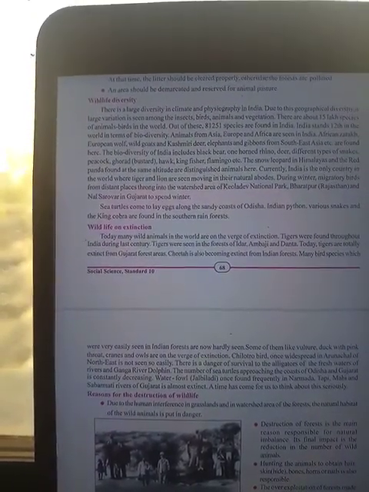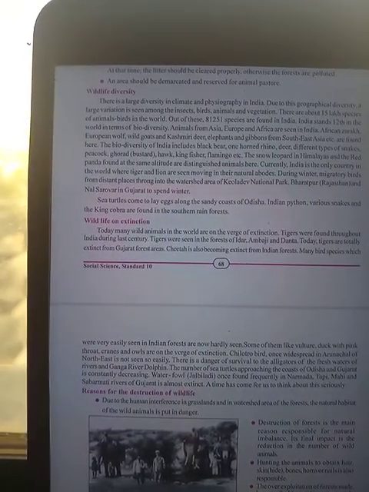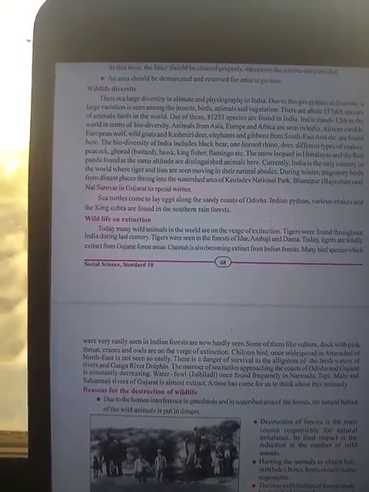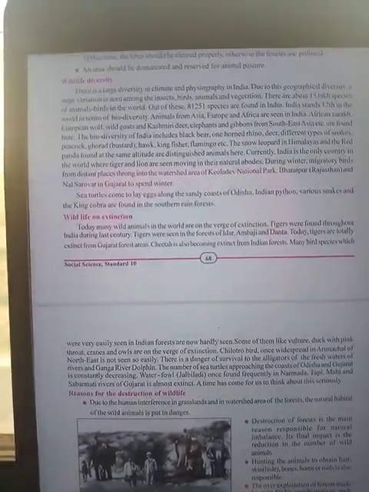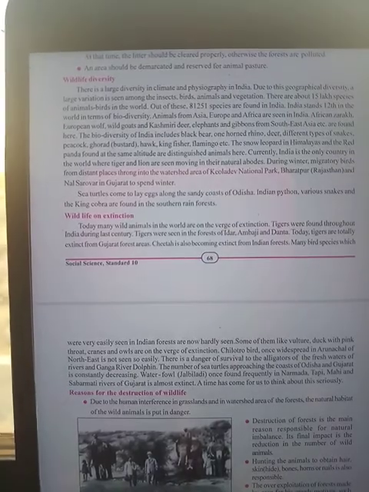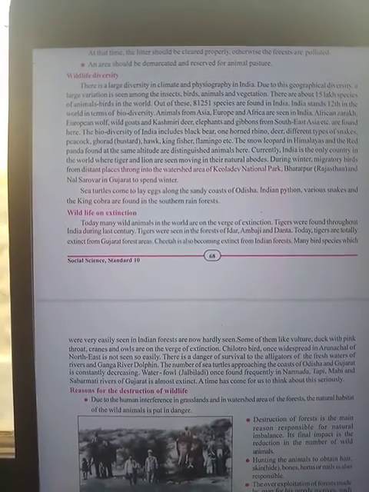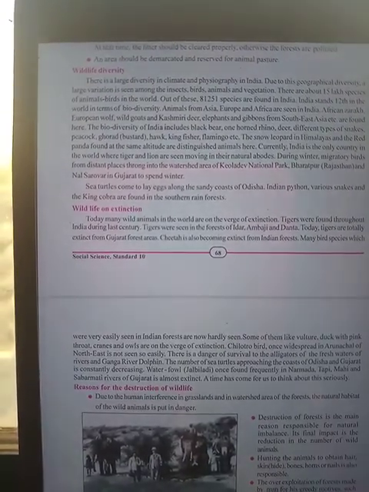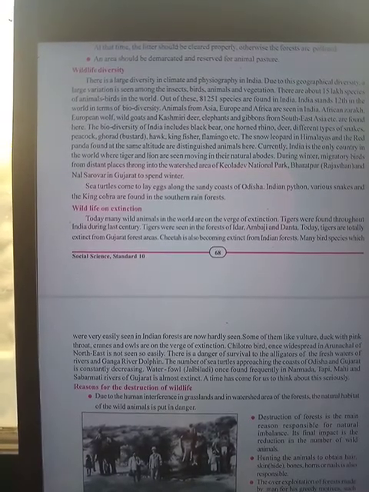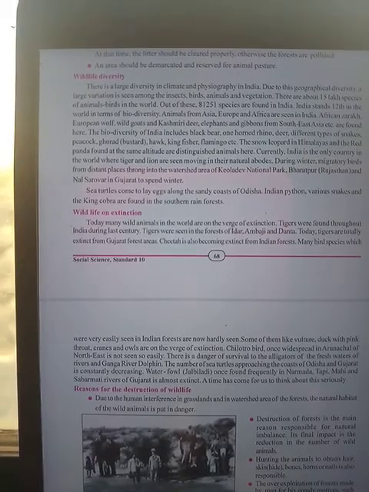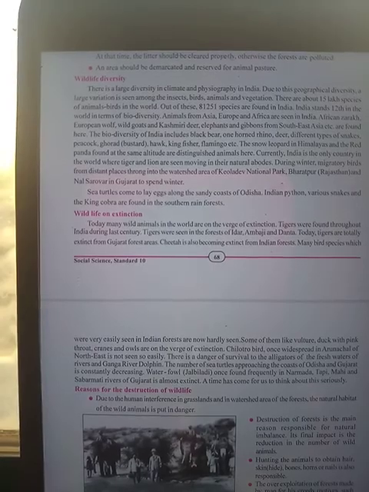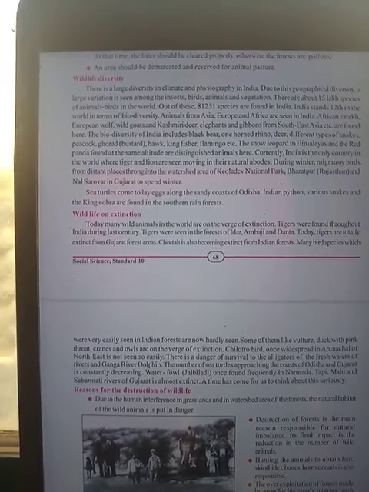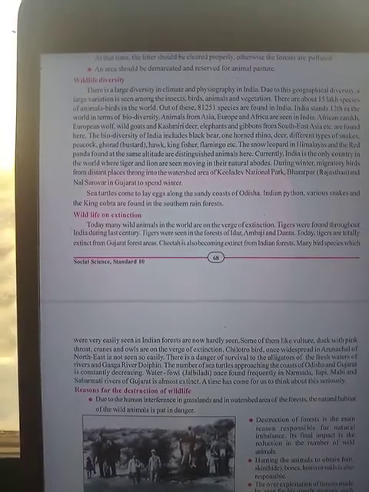81,251 species are found in India. India stands 12th in the world in terms of biodiversity. Underline up to that. Animals from Asia, Europe and Africa are seen in India, like the African sarak, European wolf, wild wolf and Kashmiri deer, and elephants and gibbons from Southeast Asia, etc. The biodiversity of India includes black bear, one-horned rhino, deer, different types of snakes, peacock, goral, hawk, kingfisher, flamingo, etc.